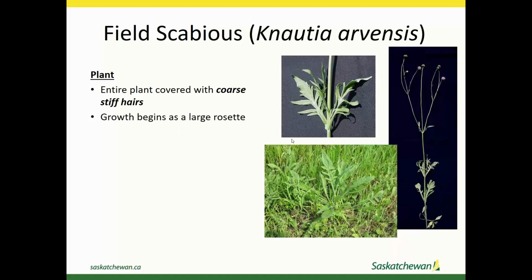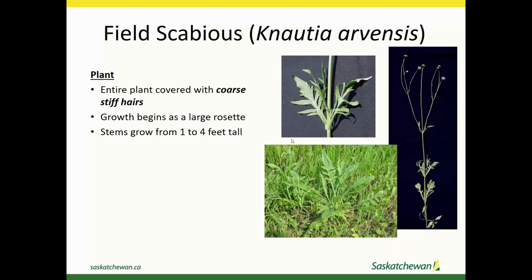Growth begins with a fairly large rosette, and that's that bottom picture there. That rosette in that picture is about 1 foot to 1.5 feet across in diameter. So it is a fairly large rosette, and you can see the leaves on that rosette are quite deeply divided with a fairly significant terminal lobe on that leaf.